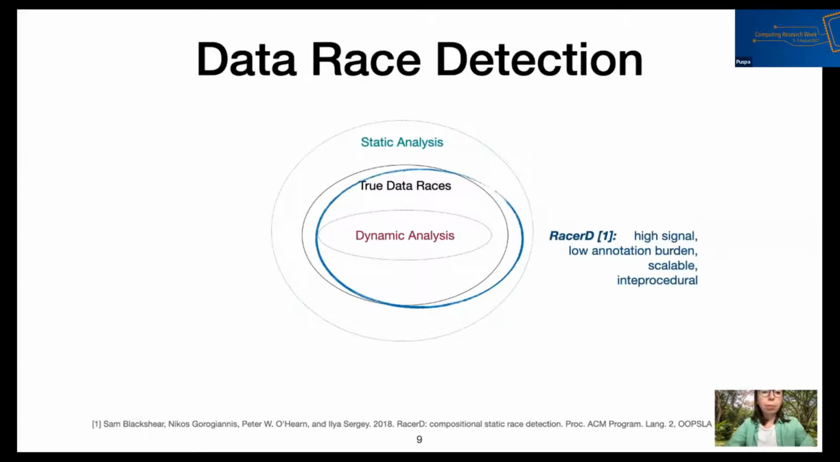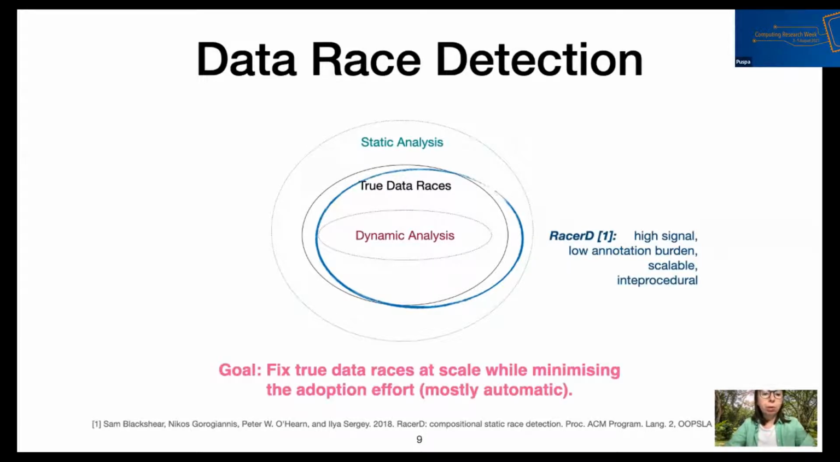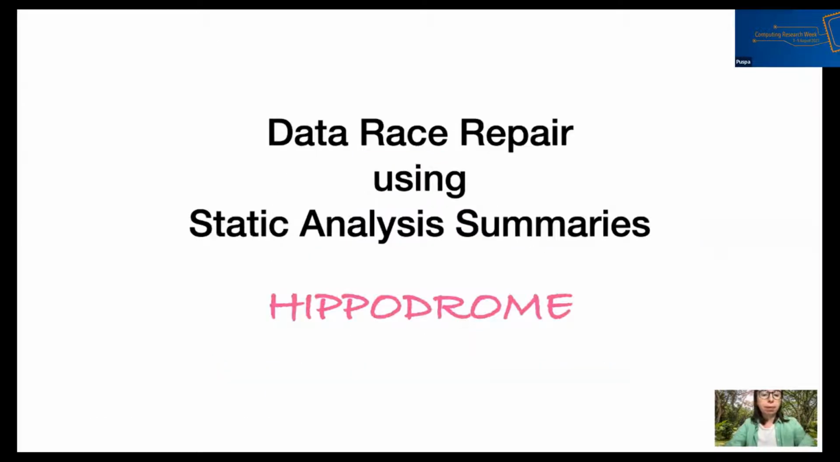Equipped this way, we make it our goal to fix true data races at scale while minimizing the adoption effort. To this purpose, we introduced HIPPODROME, a data race repair tool which uses static analysis summaries to produce program patches.